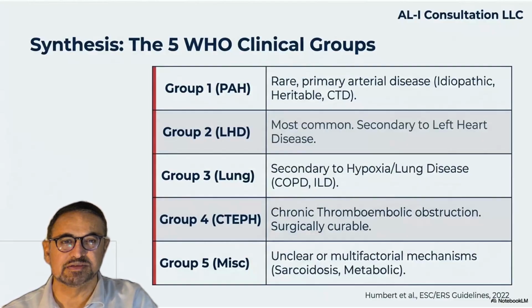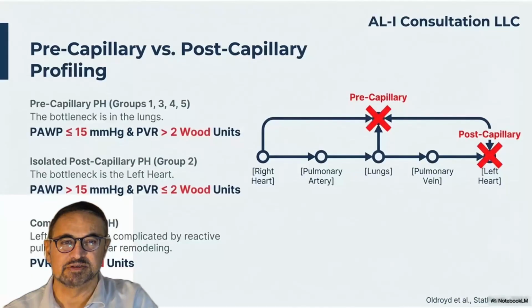Before anyone prescribes pH-specific drugs, the first job is to classify the patient correctly: pre-capillary versus post-capillary hemodynamics. Now apply hemodynamics to classification. In pre-capillary pulmonary hypertension, the bottleneck is in the pulmonary circulation. The wedge pressure is under 15 and the pulmonary vascular resistance is elevated.